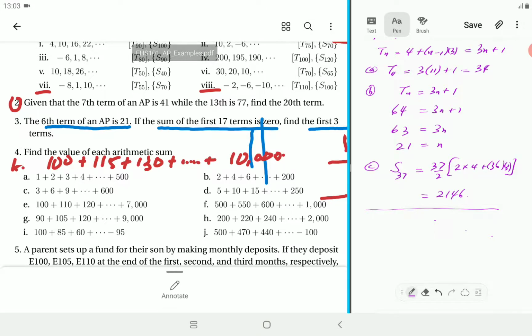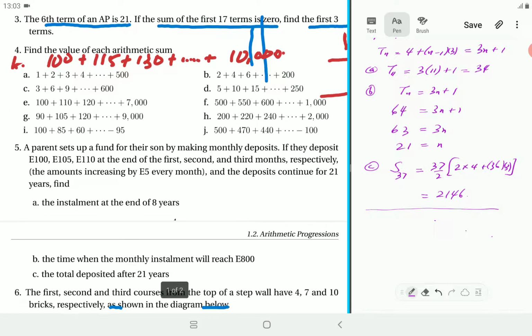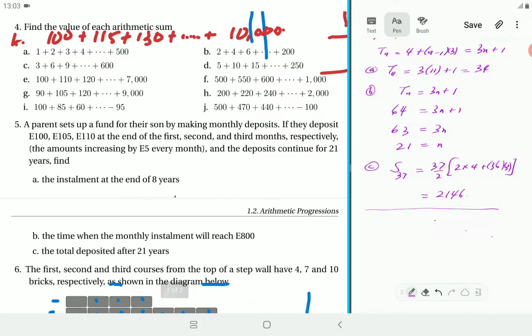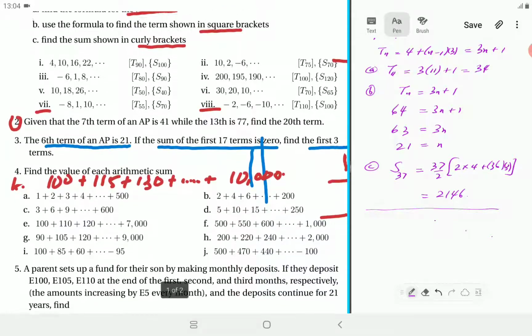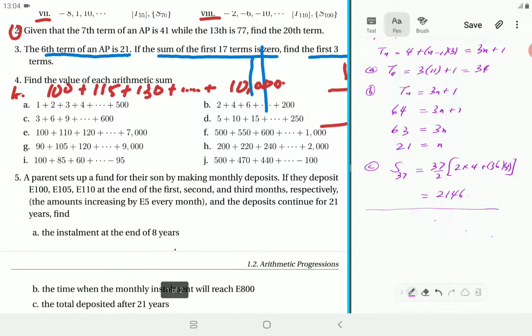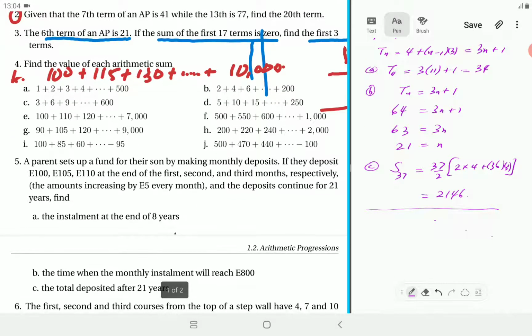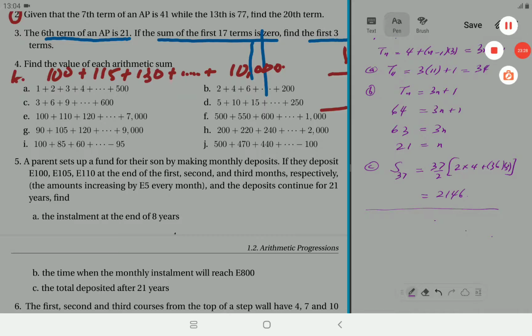Then you're going to do number 5. Parents sets up a fund for their son, so just do the whole thing. I think you might want to just pause the video, have a go at all those, then when you press play, you can compare with what our answers are going to be.